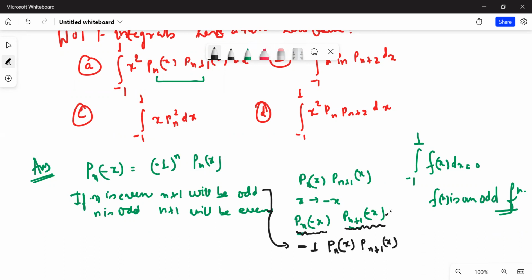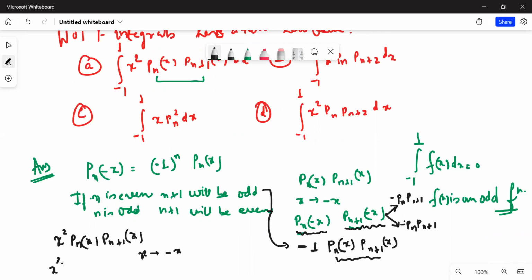There can be two cases, and I'm writing them here. If n is even, I can write Pn minus P(n+1), because if n is even, n plus 1 would be odd. And if n is odd, this is minus Pn, and this is even, so I'll write P(n+1). In any case, this particular portion would be an odd function. And remember, x square is an even function. So for x square Pn(x) P(n+1)(x), just replace x by minus x. This will remain x square, and this will be minus Pn(x) P(n+1)(x). So you can see that this function, x square Pn into P(n+1), is an odd function.